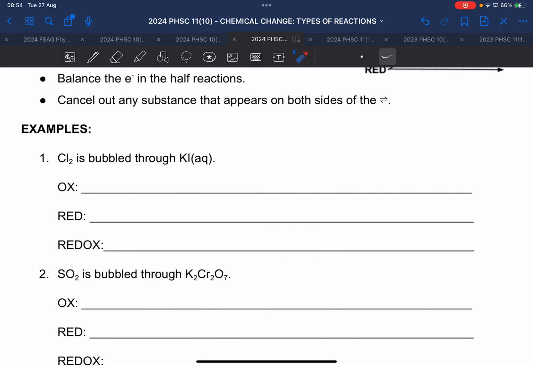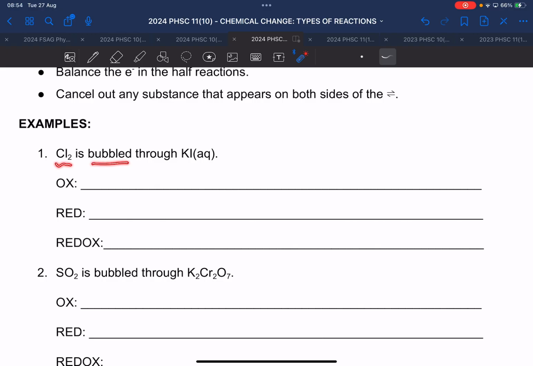It says there, chlorine is bubbled through potassium iodide. Now you need to know chlorine is a covalently bonded thing, so on your table 4b you are going to look for chlorine. Just wait before you do that. Then you need to know that potassium iodide is ionic. How do you know that? Because it is a metal bonded to a non-metal. So you need to look for the potassium ion and the iodide ion.